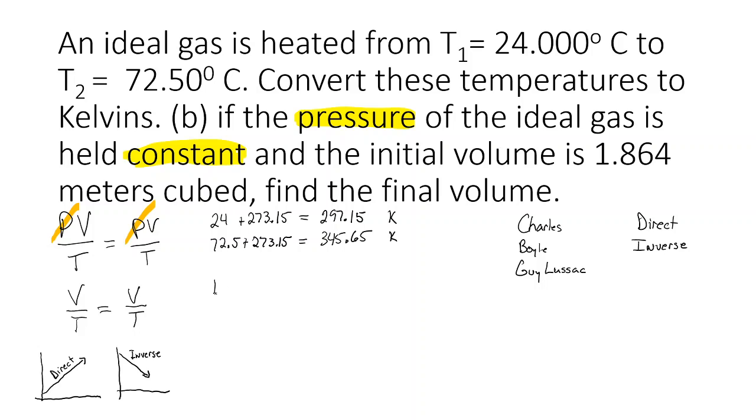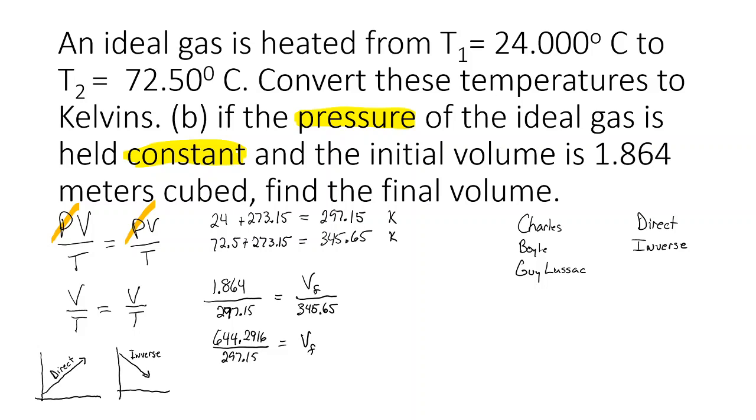So our initial volume is 1.864. Our initial temperature is 297.15. Our final volume is what we're looking for, and our final temperature was 345.65. All right, we'll cross multiply 345.65 times 1.864 to get 644.2916 over 297.15 equals the final volume.